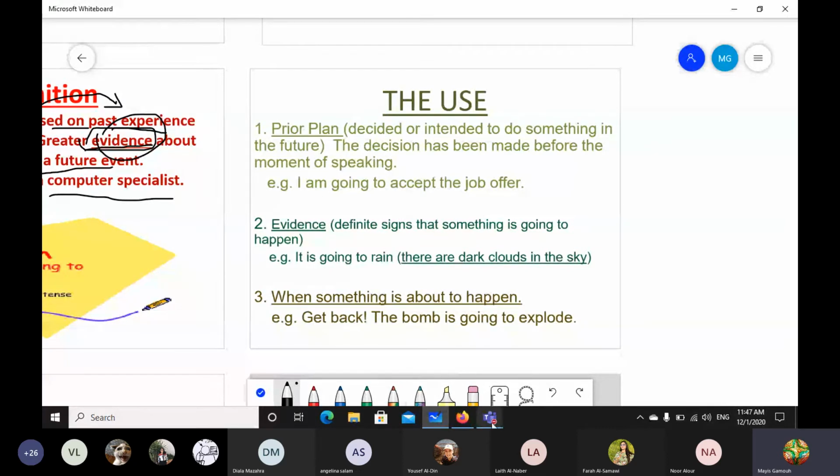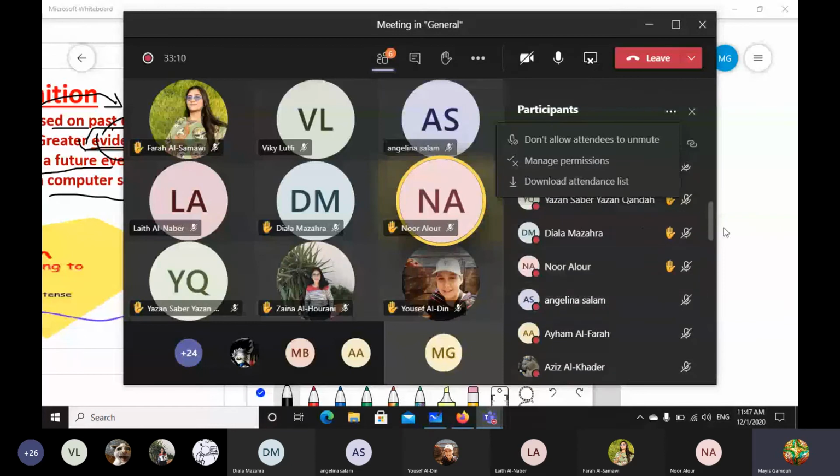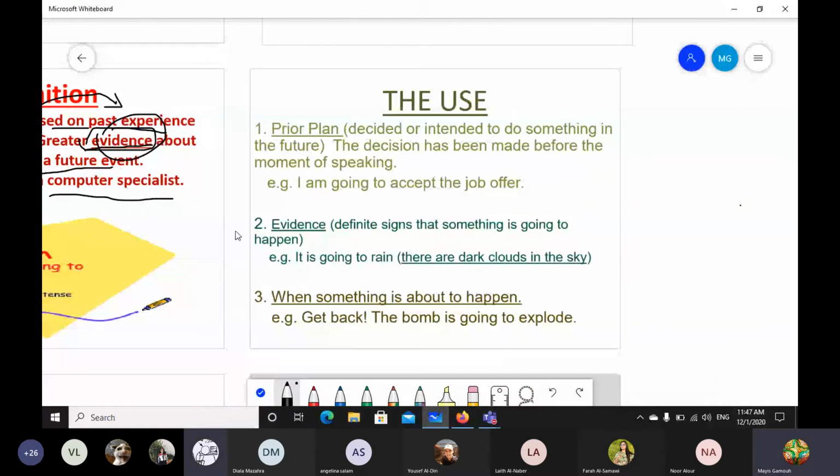Let's go to number 2 and let me see who would like to read it. Yes, Yazan. Evidence: definite signs that something is going to happen, for example, it is going to rain, there are dark clouds in the sky. Thank you. So here, number 2, we're talking about something called evidence. Evidence in Arabic is dalil. In English, it's a sign, a clue, a guide for something. So I know something regarding this action. That's why it is going to happen.